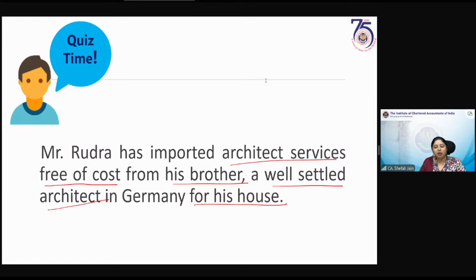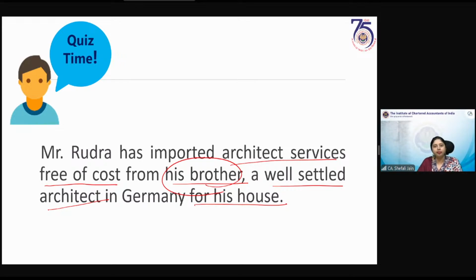Soumya is saying it is not in the course of business. That point is there, Soumya. But the first point here is whether the brother of Mr. Rudra is related to him or not. For this, we have to go to the definition of related person. Explanation to section 15 defines related person. It says that members of the same family are considered to be related.